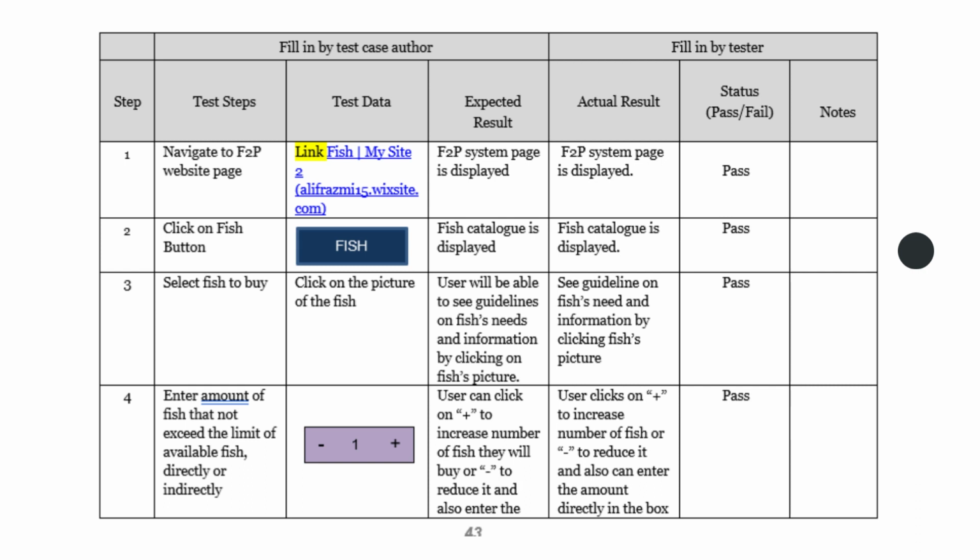User can click on the picture of the fish and user will be able to see guideline on fish needs and information by clicking on fish picture. Step 4, enter amount of fish that do not exceed the limit of available fish directly or indirectly. In the expected result, user can click on plus button to increase the number of fish they will buy or minus to reduce it. And the actual result, user clicks on plus to increase number of fish or minus to reduce it, and also can enter the amount directly in the box.